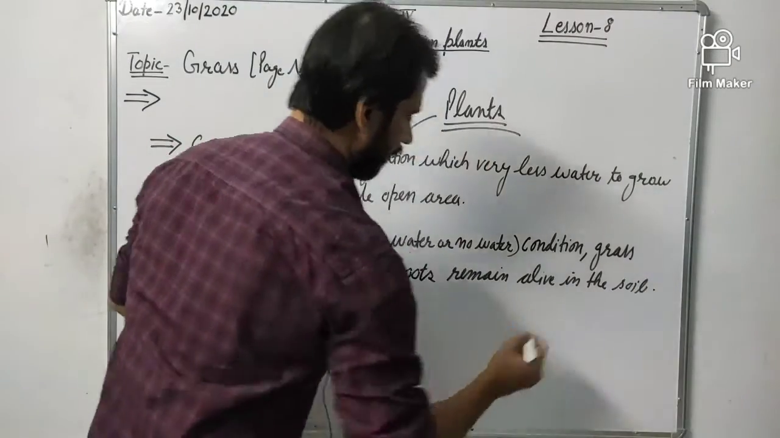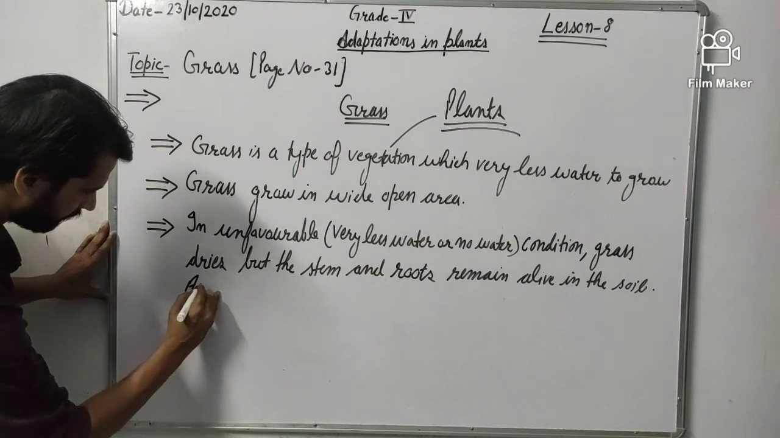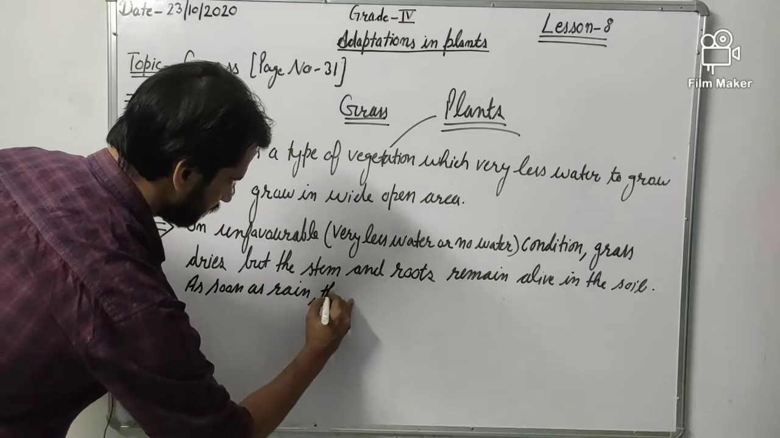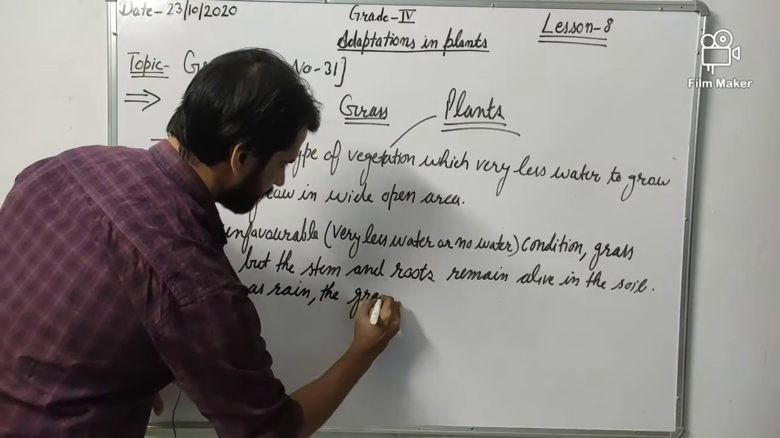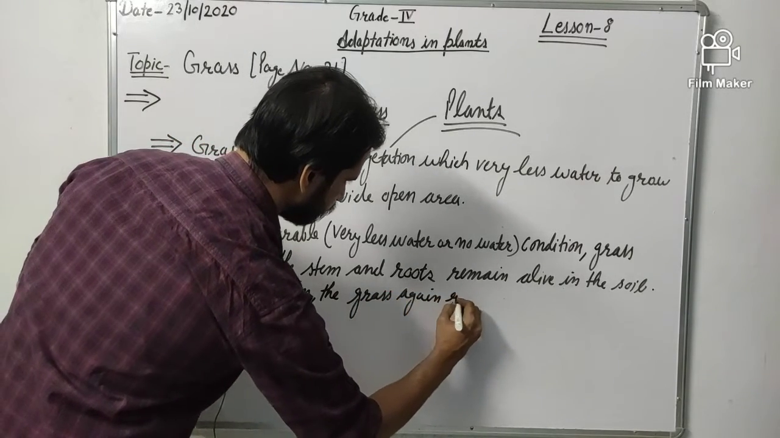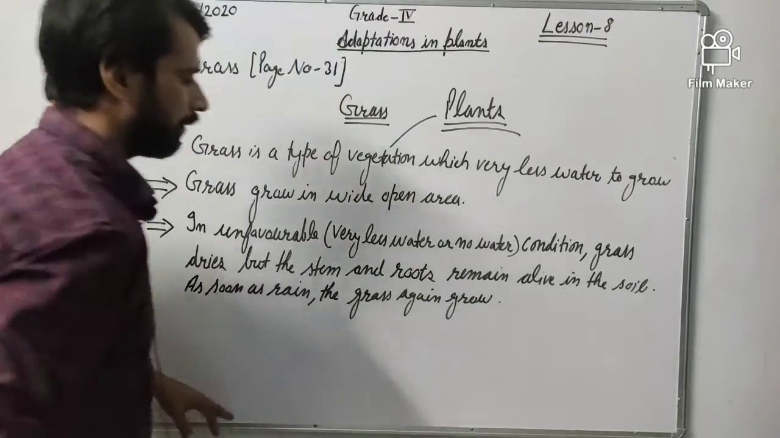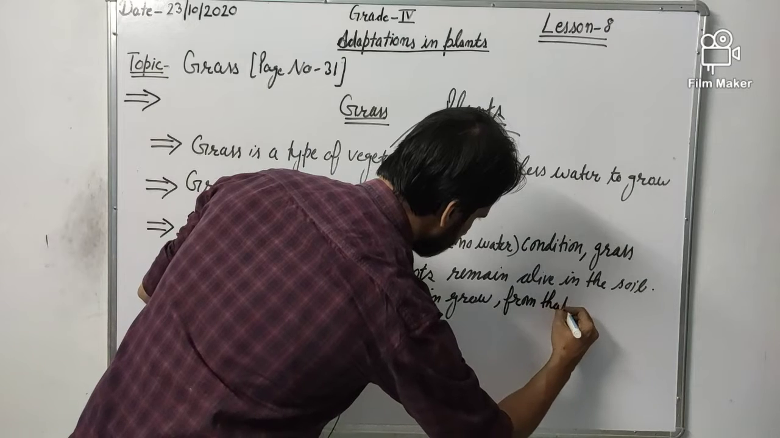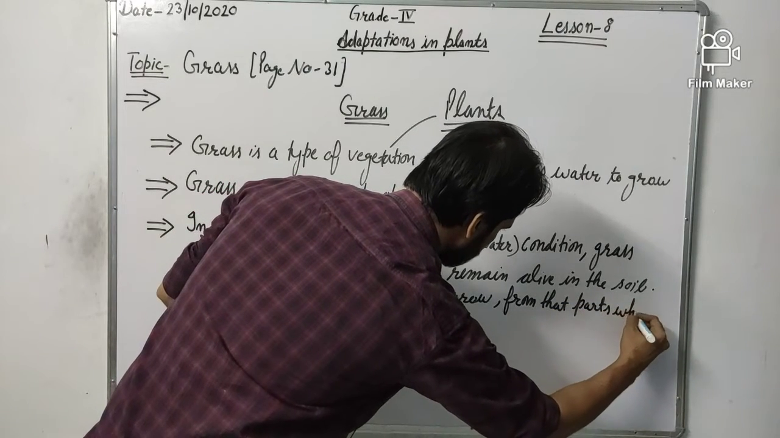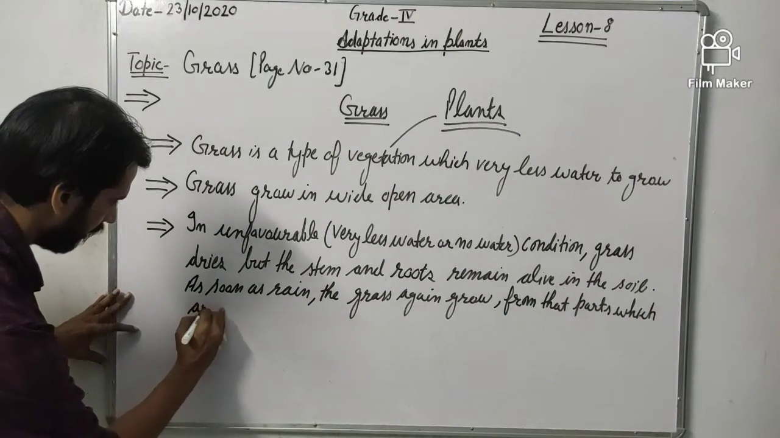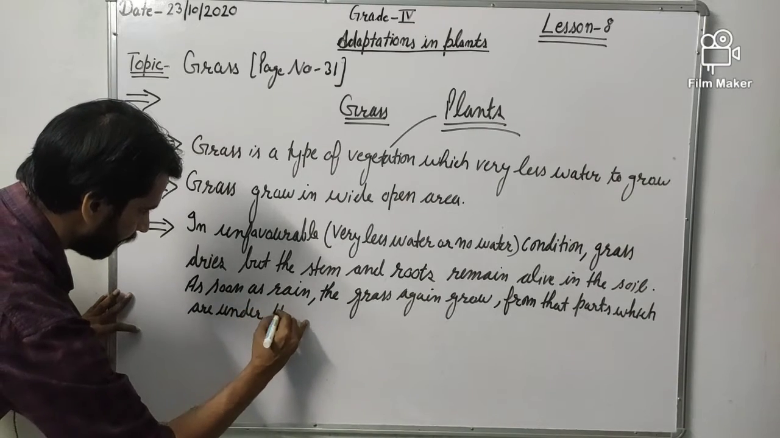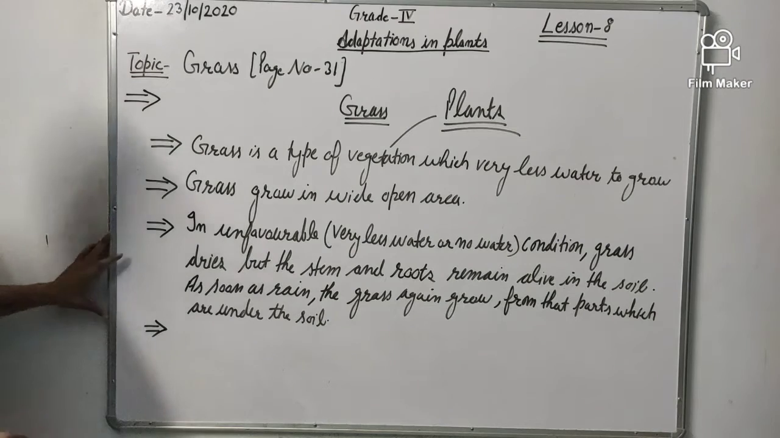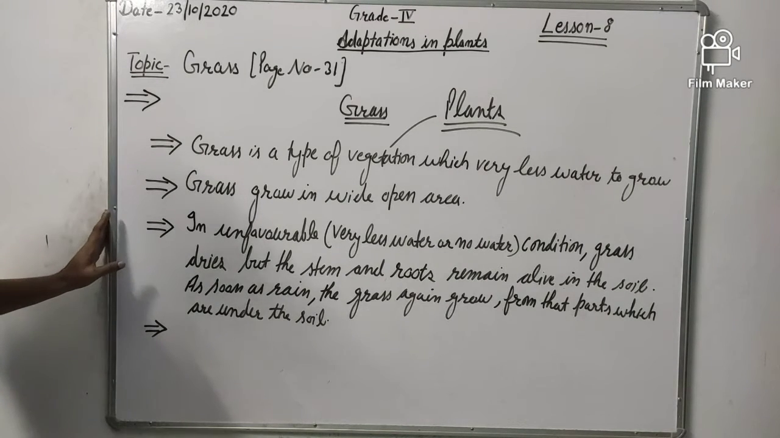They do not die. And whenever there is rain, as soon as rain comes, the grass grows again from those parts which are under the soil during unfavorable conditions.